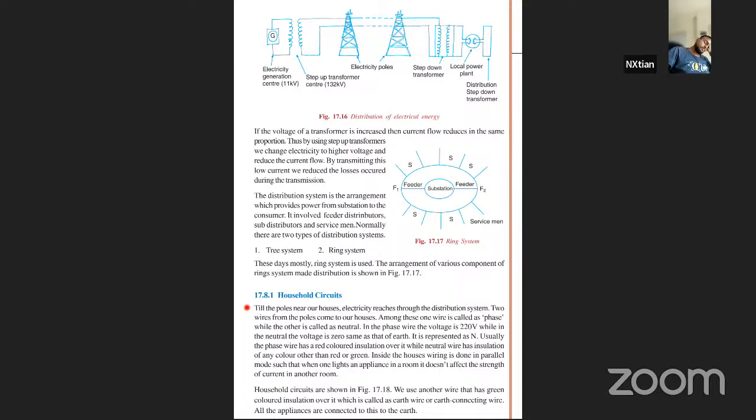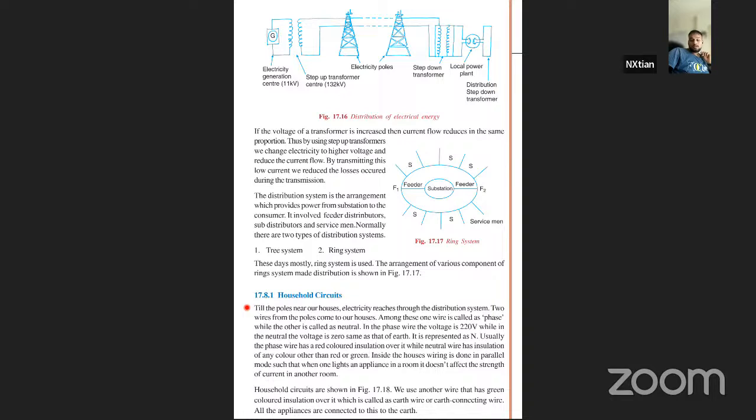Household circuits. Till the poles near our houses, electricity reaches through the distribution system. Two wires from the poles come to our houses. Among them, one wire is called phase, while the other is called neutral.